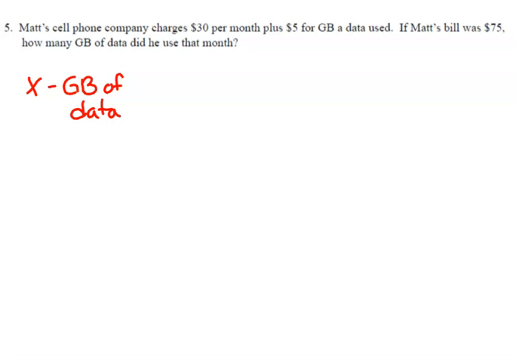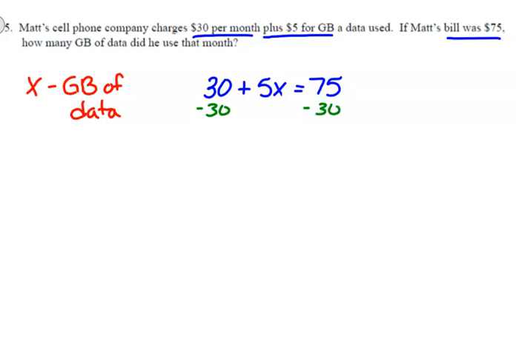Okay, so let's look at what they told us. It's $30 per month plus 5 for each gigabyte. The bill was $75. So we paid $30 plus I pay 5 for every gigabyte of data used. So that's my 5 times X. And in the end, he spent $75. So if this is positive 30, we subtract. Then I can divide both sides by 5. And I get an answer of 9. So he used 9 gigabytes of data.